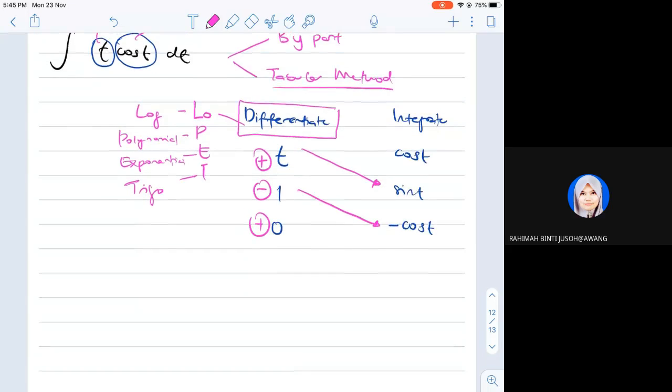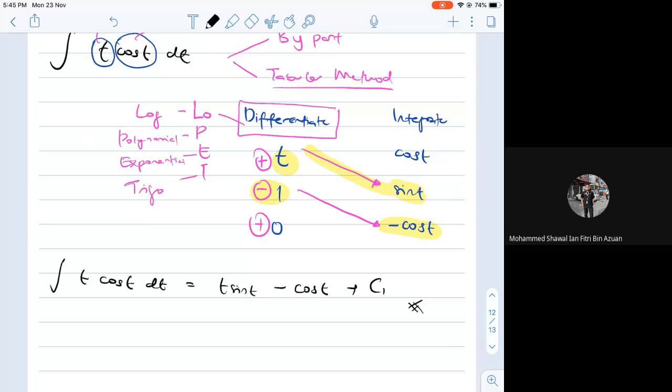Therefore, the integral of t cos t dt is equivalent to first multiplying t here with sin t. So we have t sin t, and then you multiply negative 1 with negative cos t, so minus cos t, and then just put plus C1. That's it. That's the answer of this integration. Understand? Okay, that's for the first term.